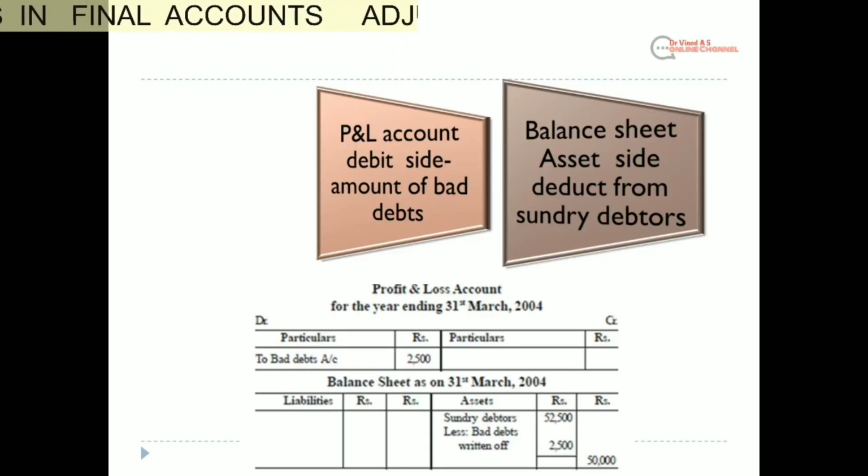So if there is an amount of bad debts, that amount will be shown on the debit side of your profit and loss account, and in the case of the balance sheet, the amount of bad debts will be deducted from sundry debtors in the balance sheet.